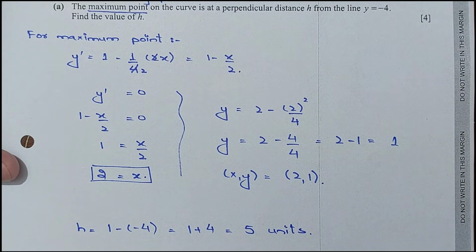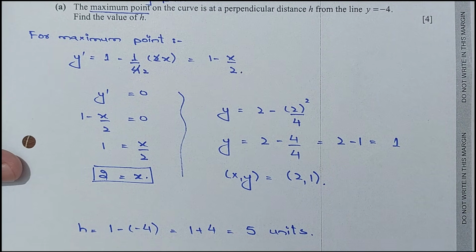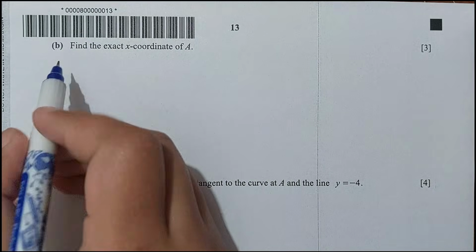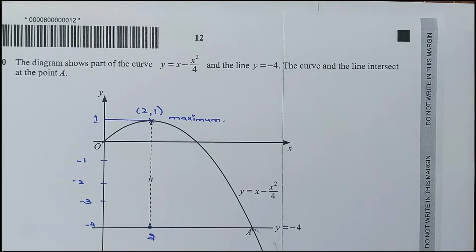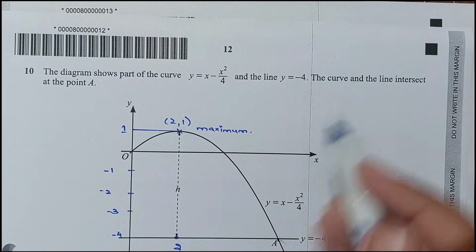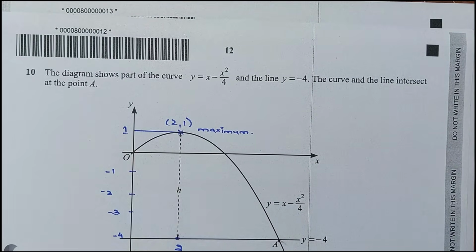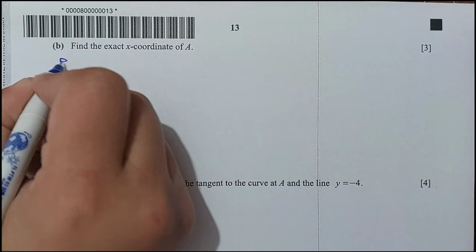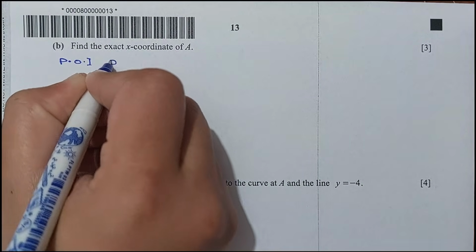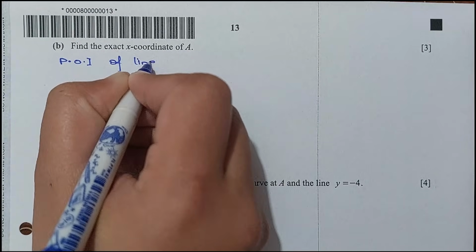So we can say the maximum point on the curve is at the perpendicular distance h from the line y equals negative 4, and that perpendicular distance is 5 units. Now for part B, find the exact x coordinates of A. So what is A? A is the point where the line and the curve intersect. Okay, so I'll find out the x coordinate. So we have to find the point of intersection of line and curve.